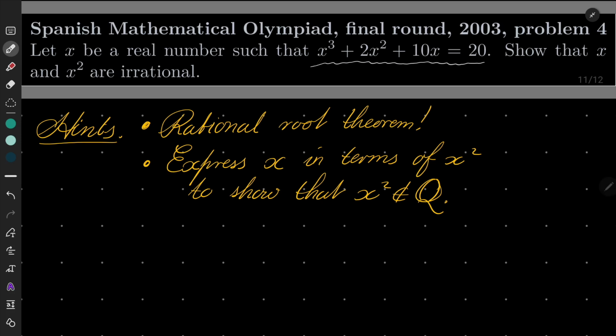So my hints for this problem: the main tool to be used is the rational root theorem, which says which rational numbers can be roots of a polynomial with integer coefficients, and then express x in terms of x squared to show that x squared is irrational. So okay, give this problem a try and I will see you in a minute.